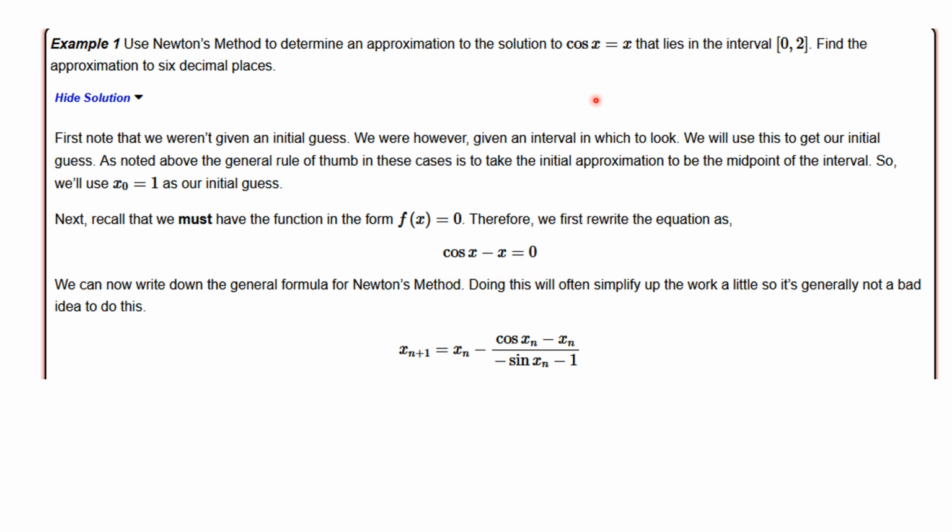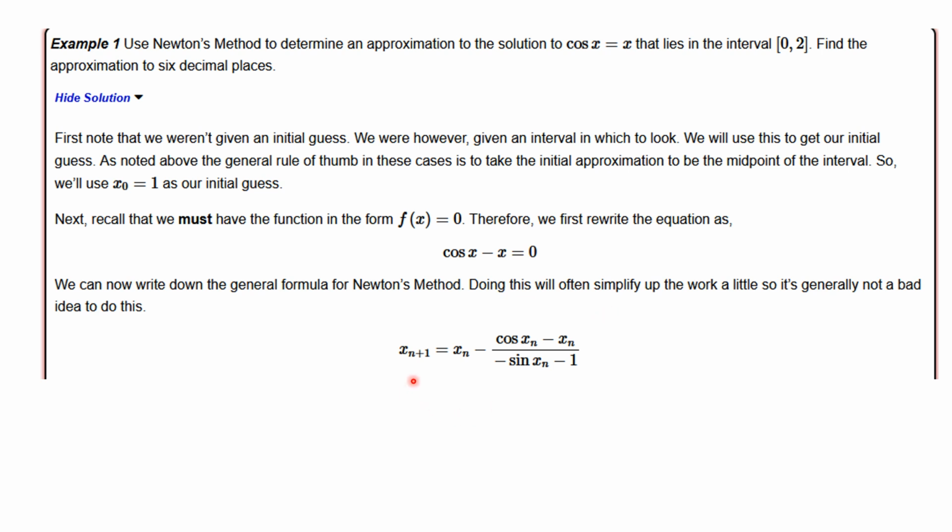Now, a solution to this one is a solution to cosine x equals x and vice versa. So this is certainly fine. We can now write down the general form for Newton's method that I just showed you. Doing this will often simplify the work, and so it's not a bad idea to do this.